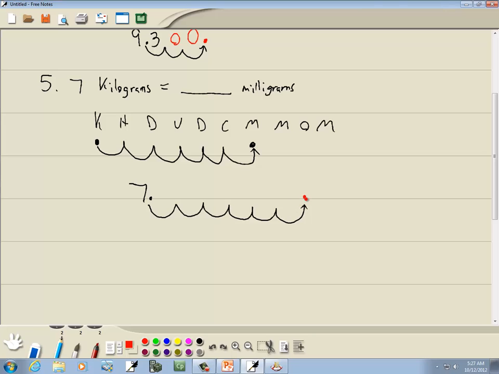So this is where our decimal place will be. And we have to put zeros here for those missing ones. Now when I say put zeros, see where the curve part is? It should line up right with the middle of the lowest part of that curve. If that makes sense. So 7 kilograms is 7 million milligrams.